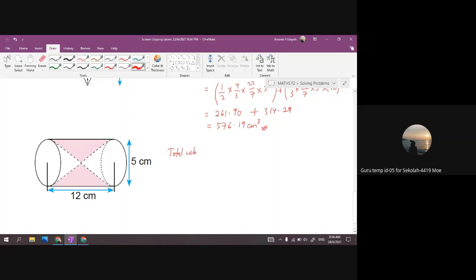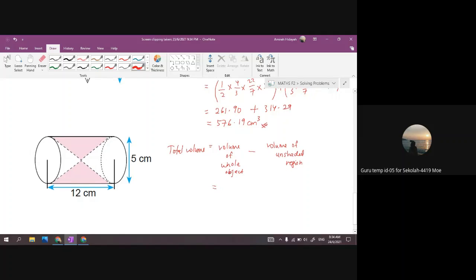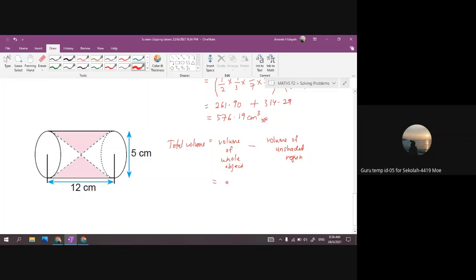Okay. So total volume of whole object minus volume of unshaded region. So volume of whole object adalah volume of cylinder, right? Volume of cylinder minus volume of unshaded region adalah volume of cone.